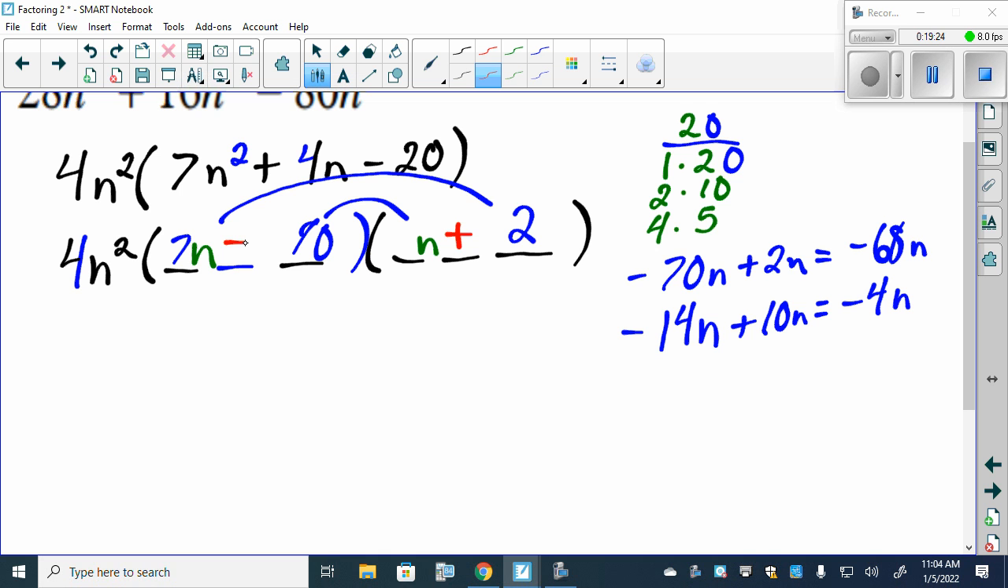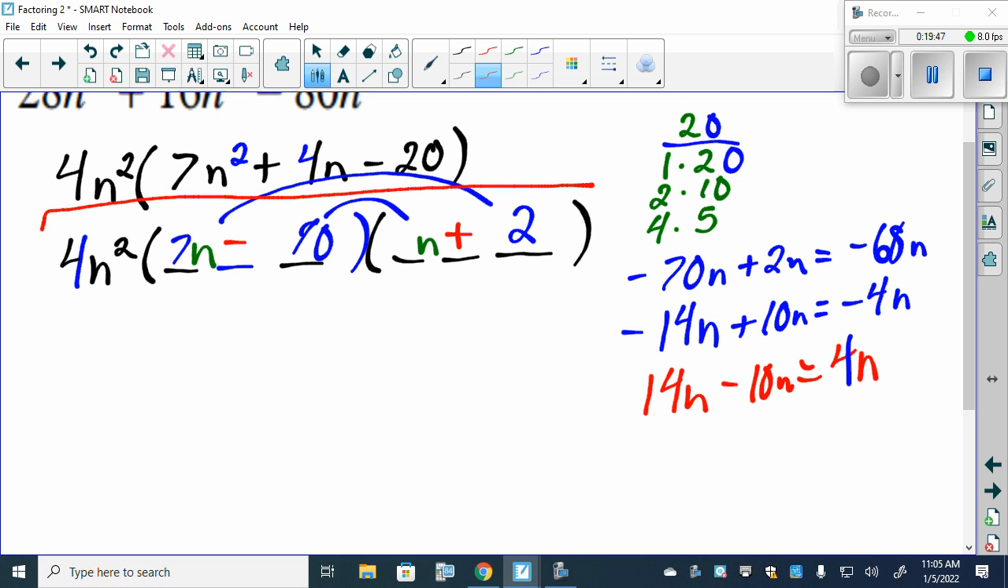Minus, and when we do this here, it will give us the correct one, because we would have positive 14n, and negative 10 times n would be negative 10n, which would give us our positive 4n that we wanted. So we not only had to flip the two numbers, we also had to change the sign. And so this here would be the correct answer.